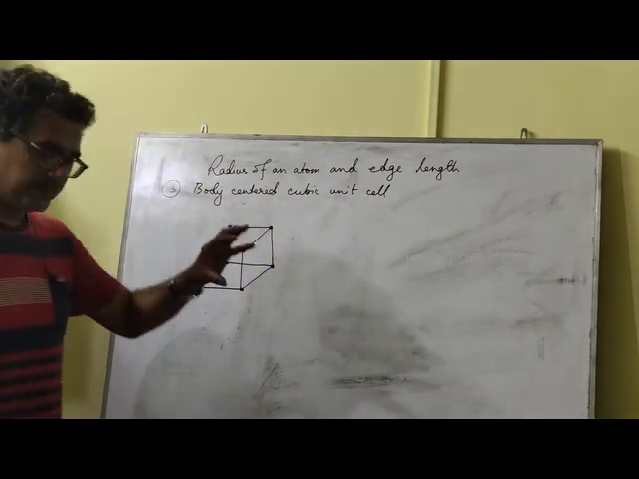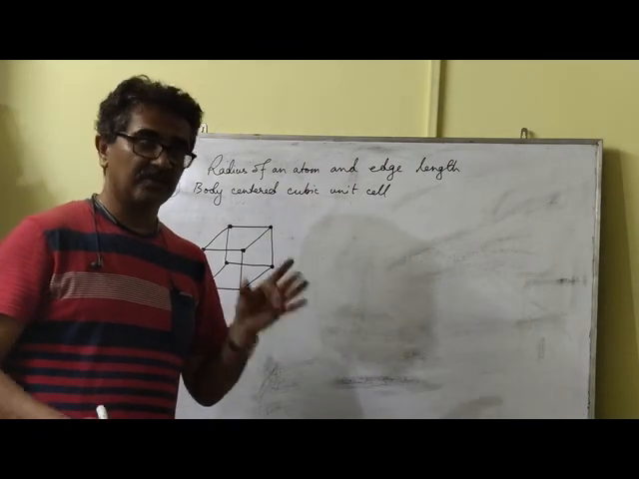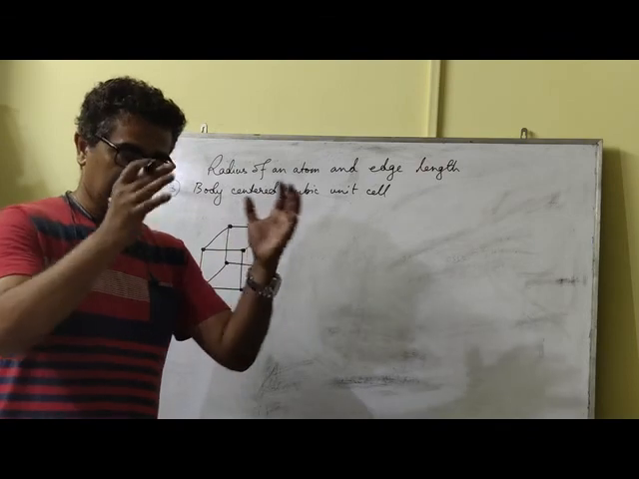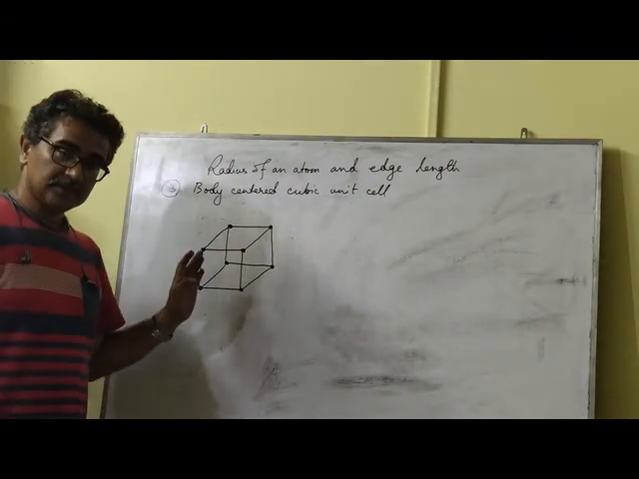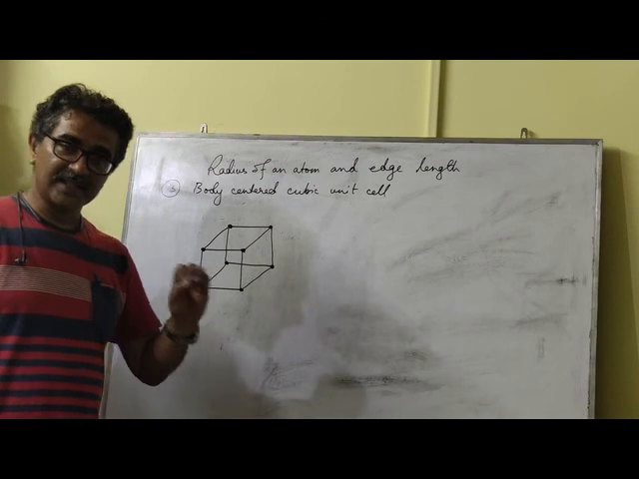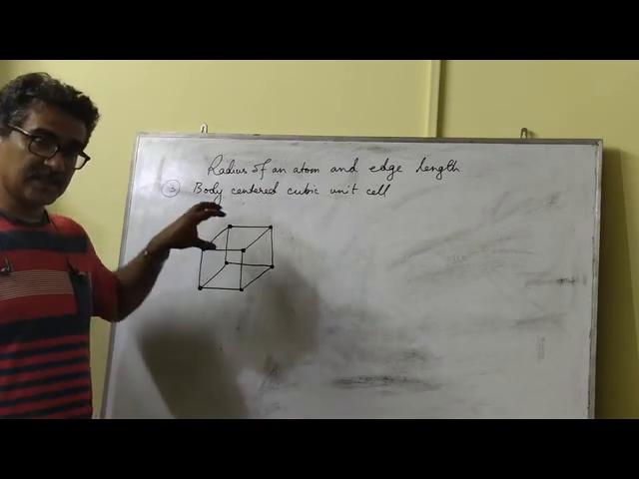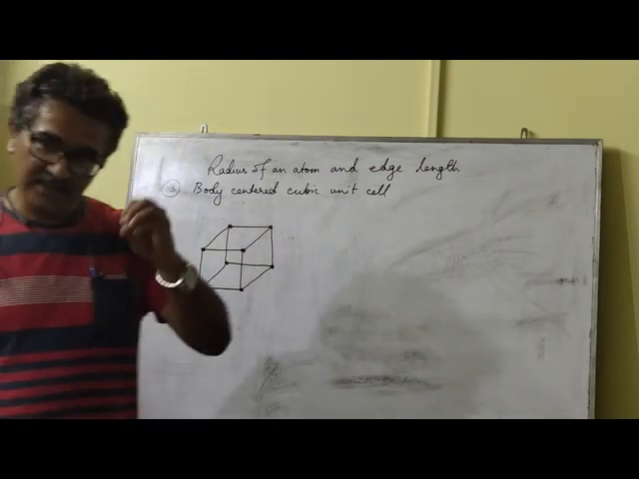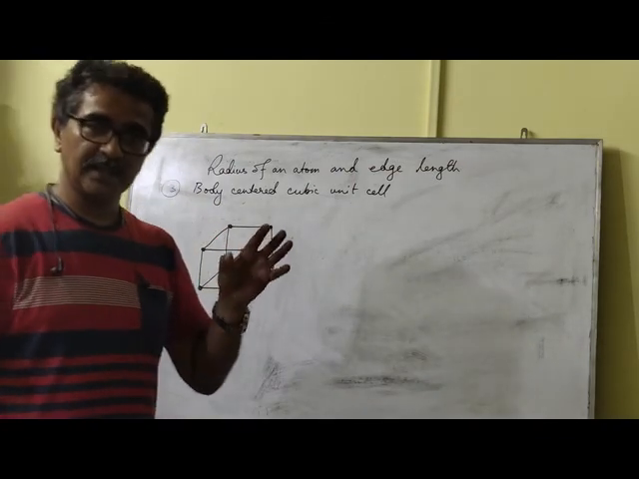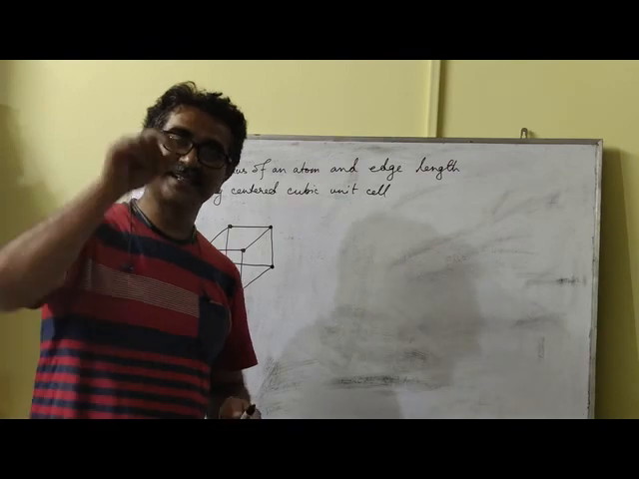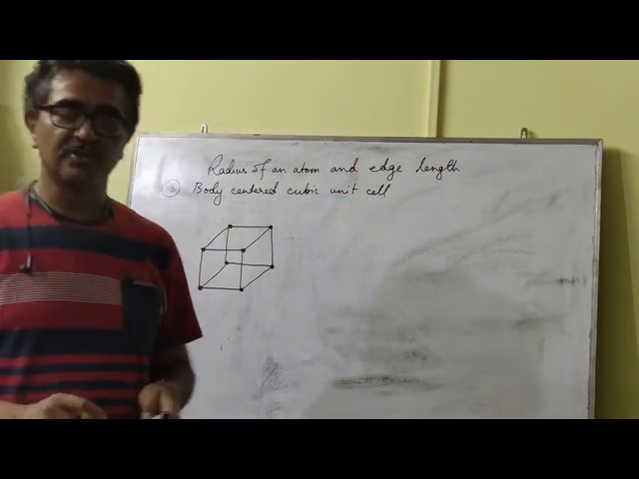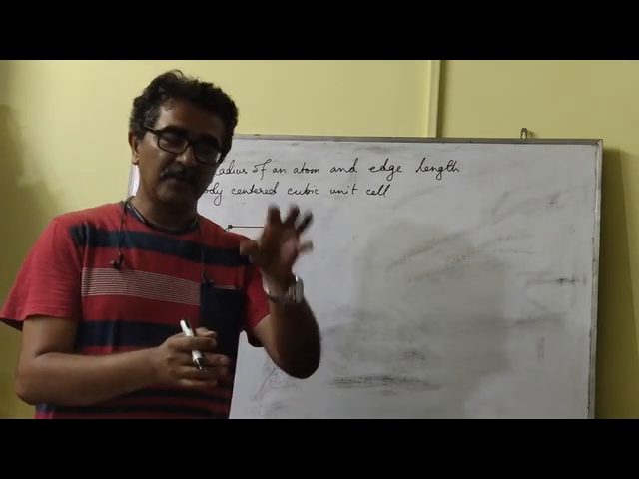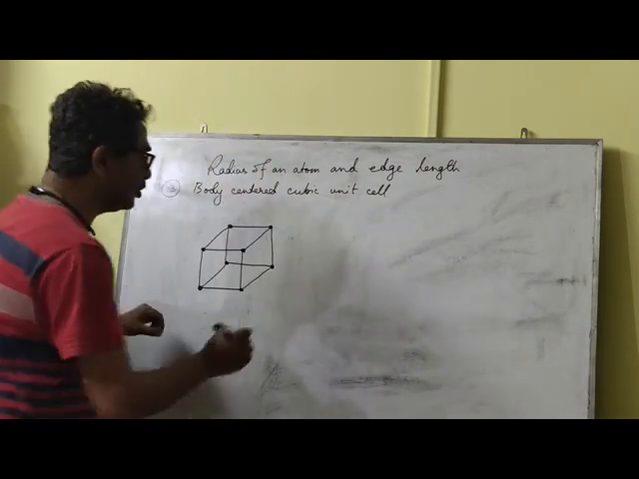And we have an atom which is at the center of the entire cube. Now the atom which is inside the body of the cubic unit cell is at the center of the cube. So when I say at the center of the cube, what do I mean? It is actually placed on the body diagonal of the cubic unit cell.